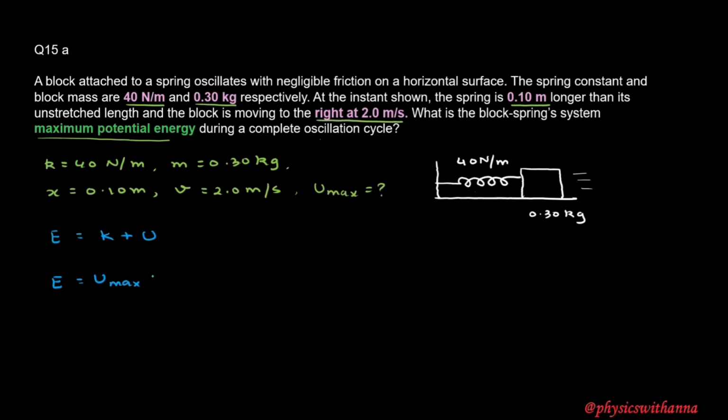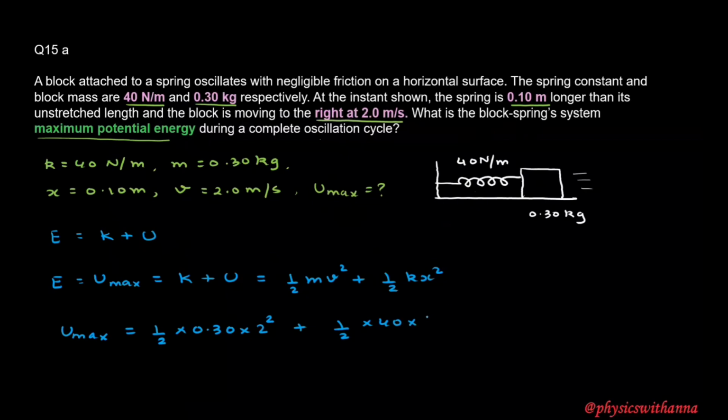So I can write the maximum potential energy to be just the sum of kinetic energy plus potential energy at any given instant. So we find this as kinetic energy at this given point is half mv squared. Potential energy will be half kx squared. So we write U max to be equal to half, mass of the block is 0.3, velocity is 2 squared, plus half, spring constant is 40, displacement is 0.1 meter, so 0.1 squared. That gives you the maximum potential energy to be equal to 0.80 joule.